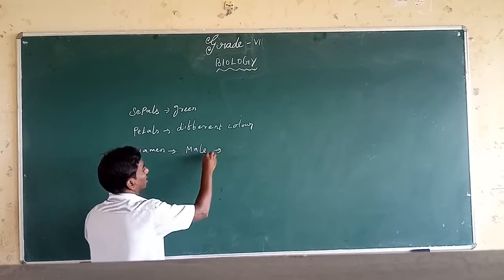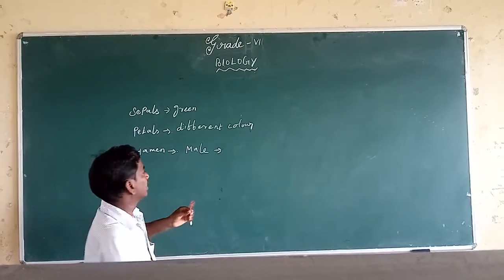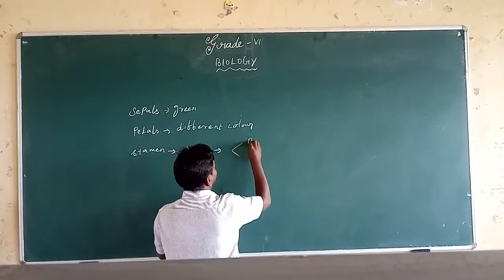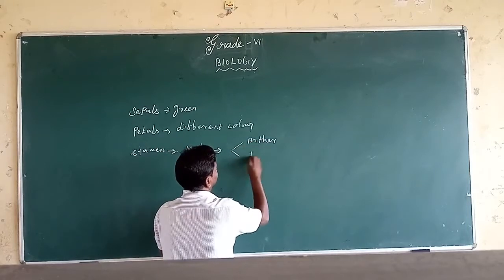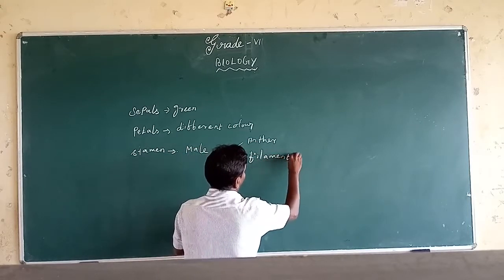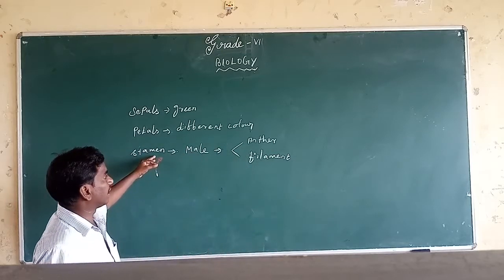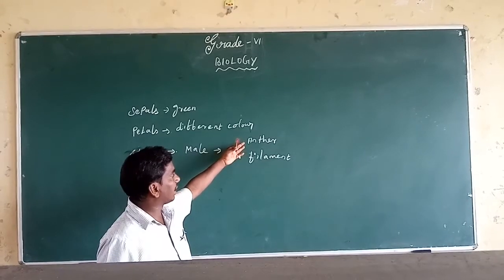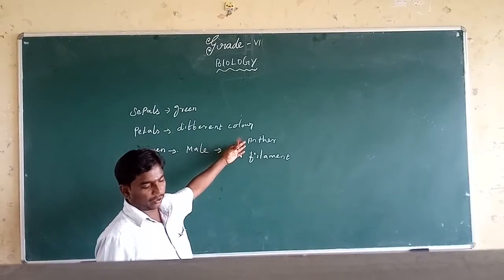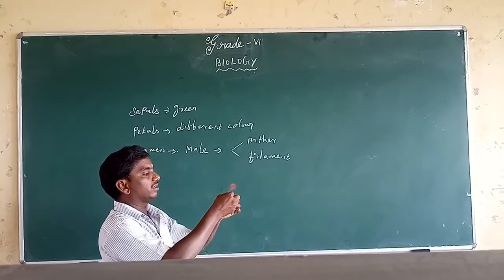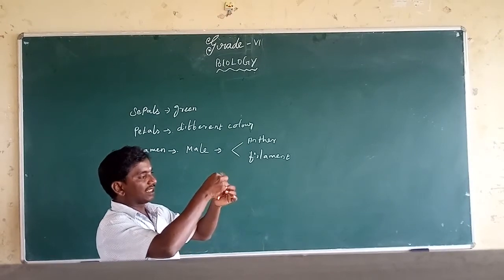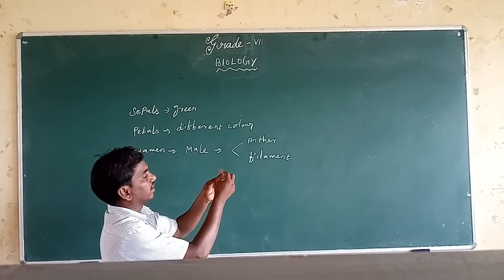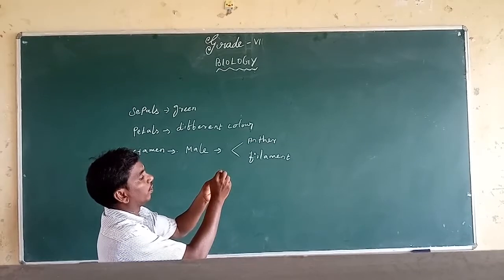The stamen is a male reproductive part, made up of two major parts. One is the anther and the next one is the filament. So this is a stamen. Inside the stamen we have the anther and the filament. This is the anther, and this is the pollen.